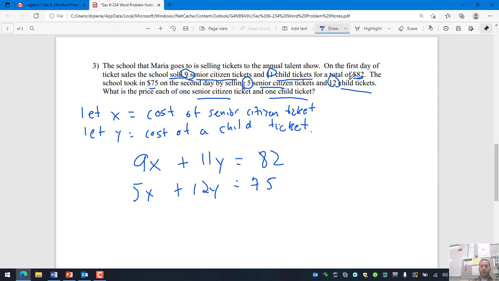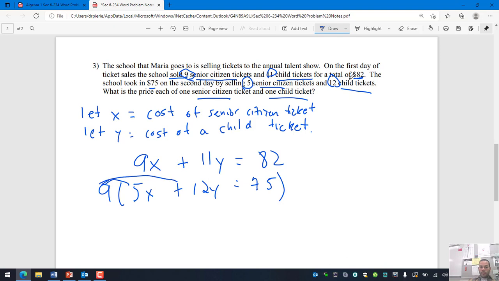So I asked myself, okay, what is the least common multiple between 9 and 5? The least common multiple between 9 and 5, I believe, is going to be 45. So I asked myself this question. How do I change a 5 into a 45? Well, what I have to do is multiply this entire equation by 9. I'm trying to change this 5x into a 45x, so I multiply the entire equation by 9.